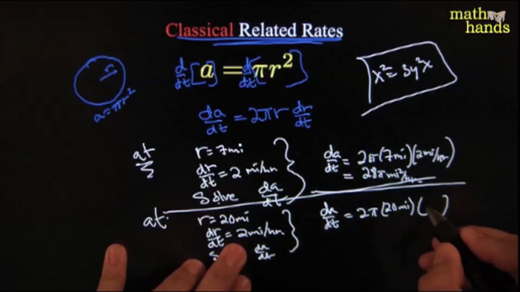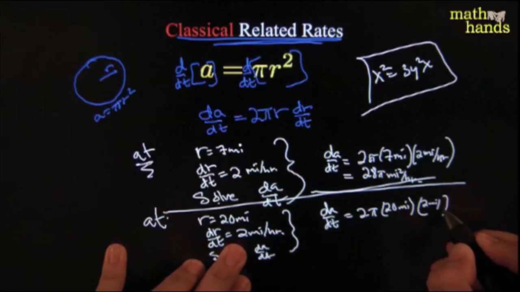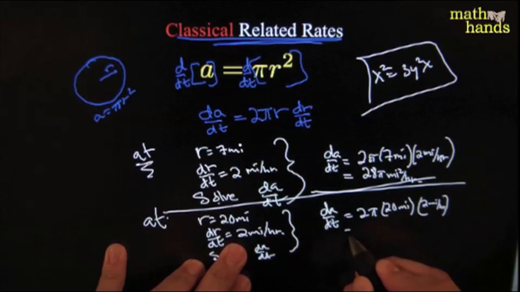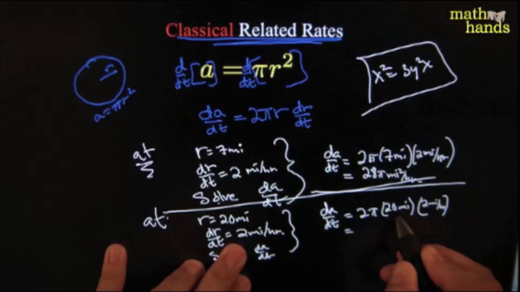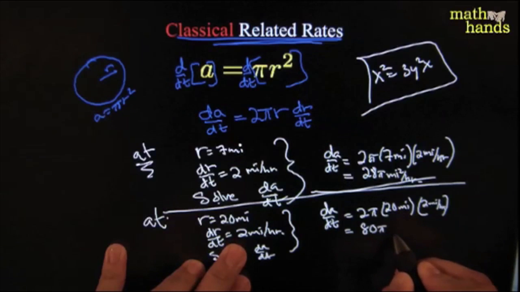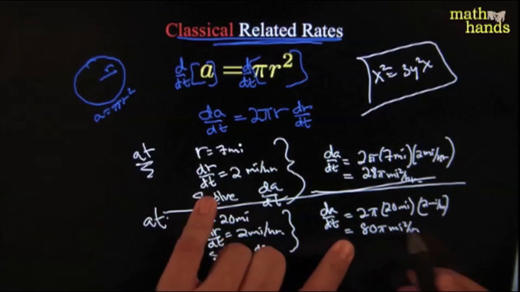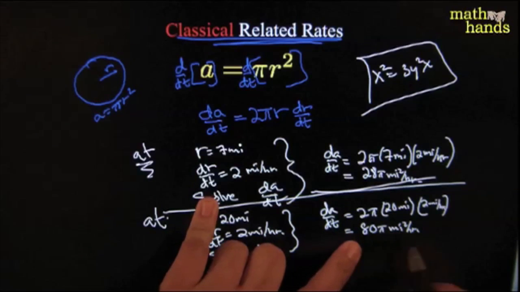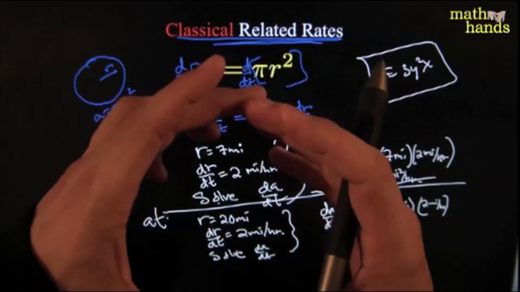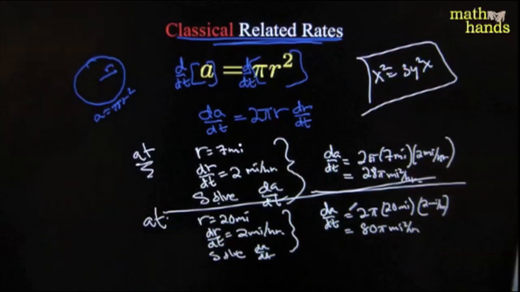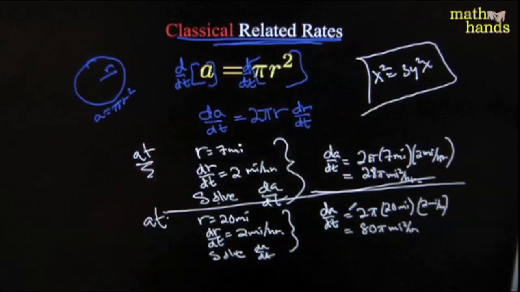Where was I? 2 miles per hour. What is that? 2 times 2 is 4, times 20 is 80 pi square miles per hour. You see, the area is changing much faster. You're getting into a lot more burning, a lot more trouble as you let that circle expand bigger and bigger and bigger. Beautiful, classical. I don't know what else to say about it.